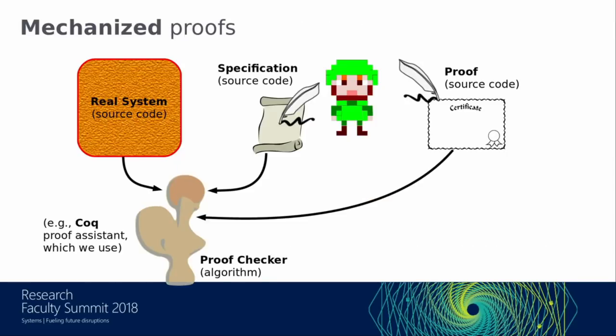So when I say mechanized proofs, I mean we use a theorem prover software package called a proof assistant. The one my group uses is called Coq. And what this means is you can take the actual source code of your real system and write a formal specification for it as source code in another language, and finally write a proof as source code in yet another language that establishes that your system really meets the specification. We're going to feed all of these three into the proof checking software package, and it will automatically validate that the proof actually establishes the specification that you have in mind.